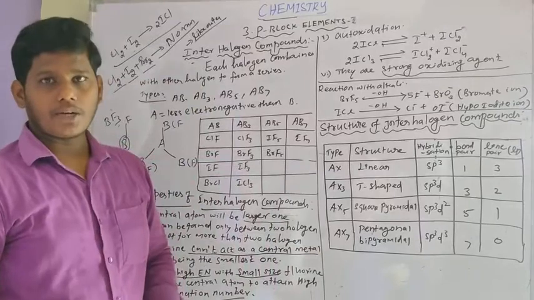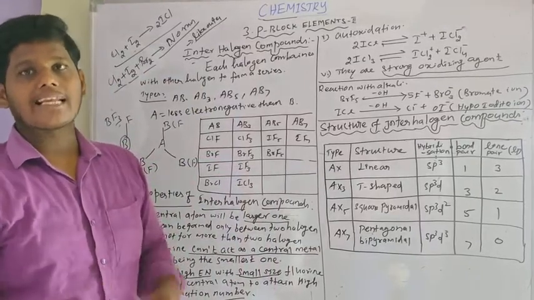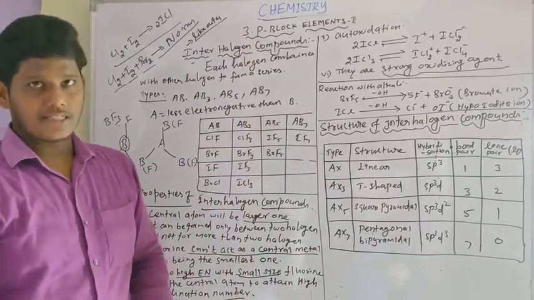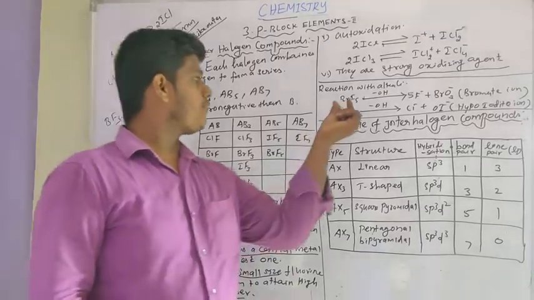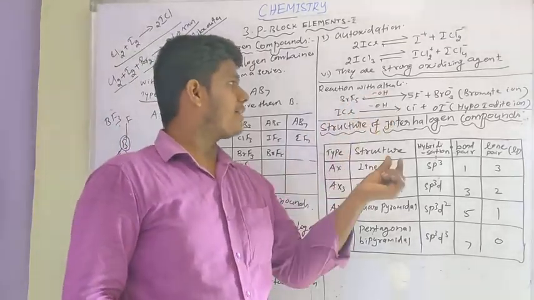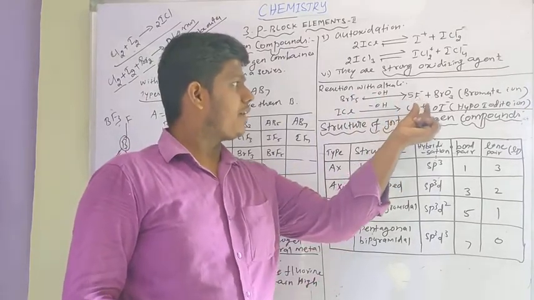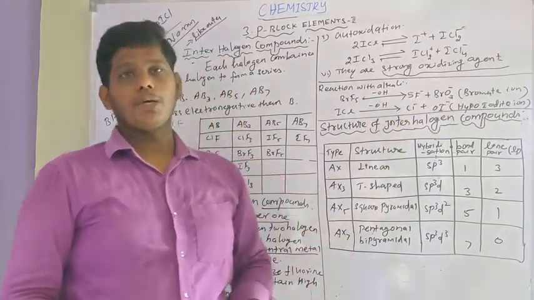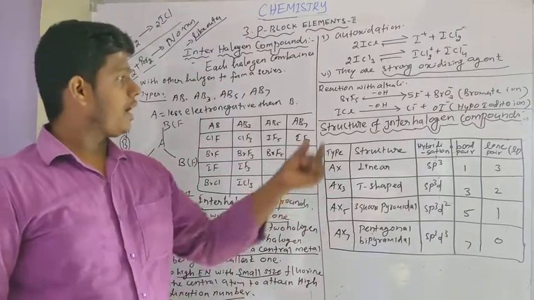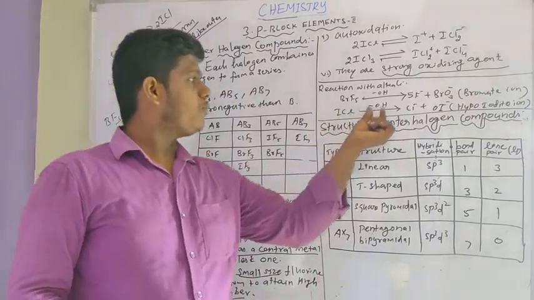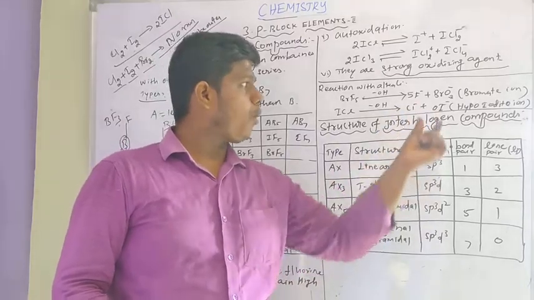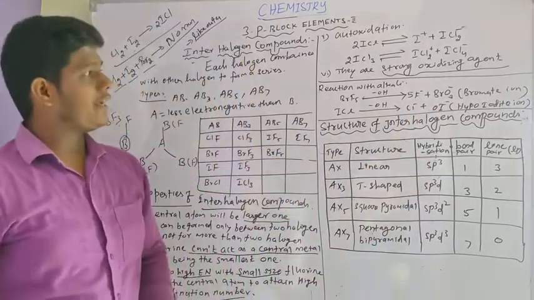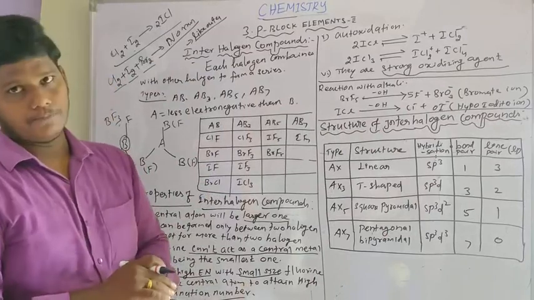Next property, reaction with alkali, a strong base like sodium hydroxide. BrF5 reacts with OH- base to form fluoride ion and bromate ion, BrO3-. And ICl reacts with a base to form Cl- and IO-, hypoiodite ion. These reactions are asked as 1 mark questions.